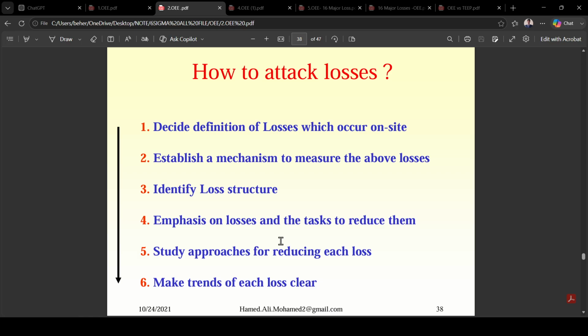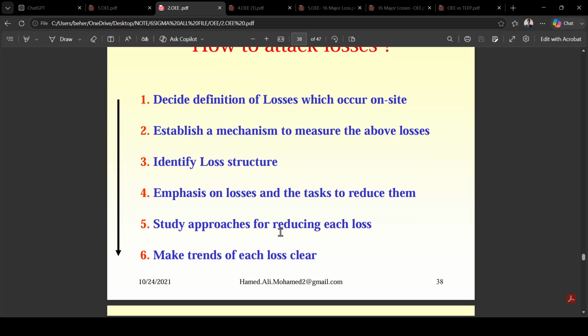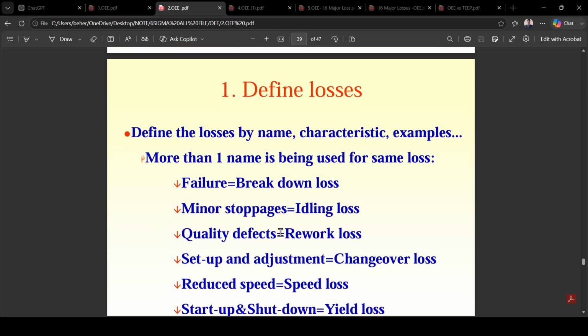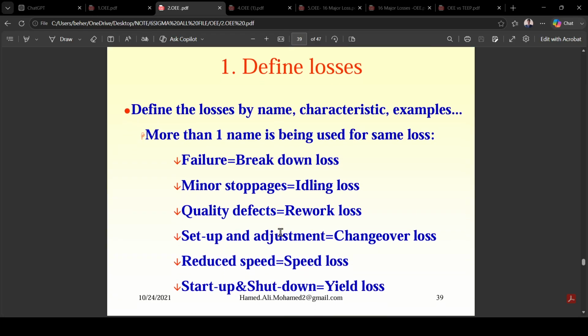Establish a mechanism to measure the above losses. Identify the loss structure. Emphasize the losses and take tasks to reduce them. Study an approach for reducing each loss. Make the trends of each loss clear. So, definition of the losses: define the losses by name, characteristics, and examples.